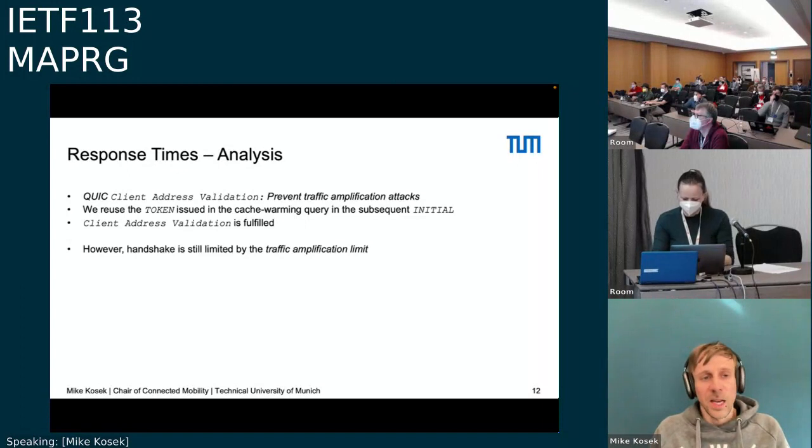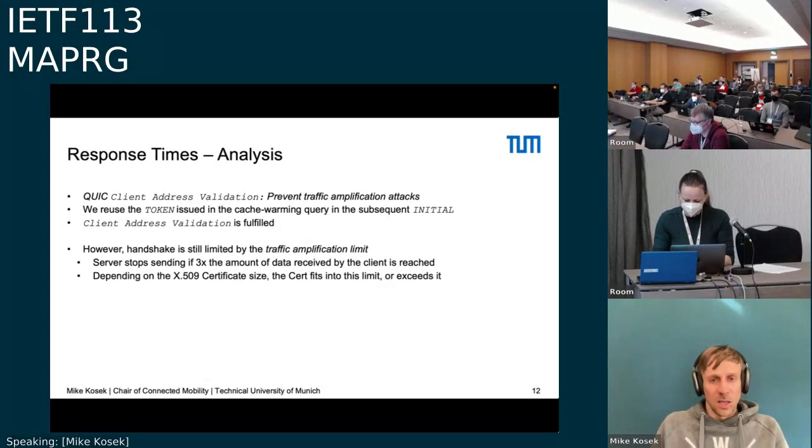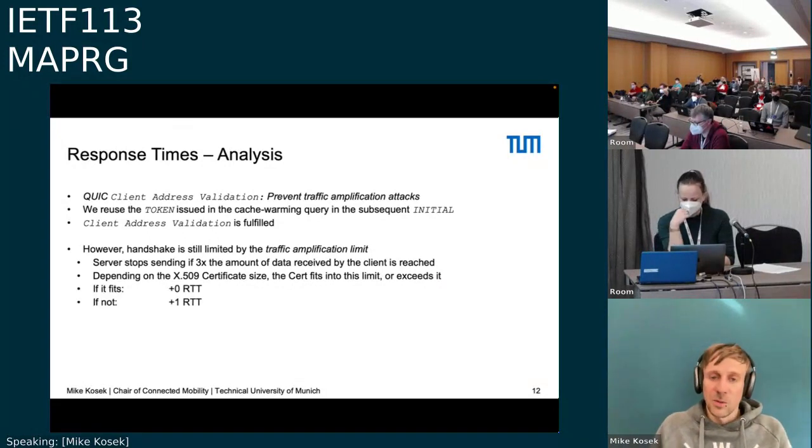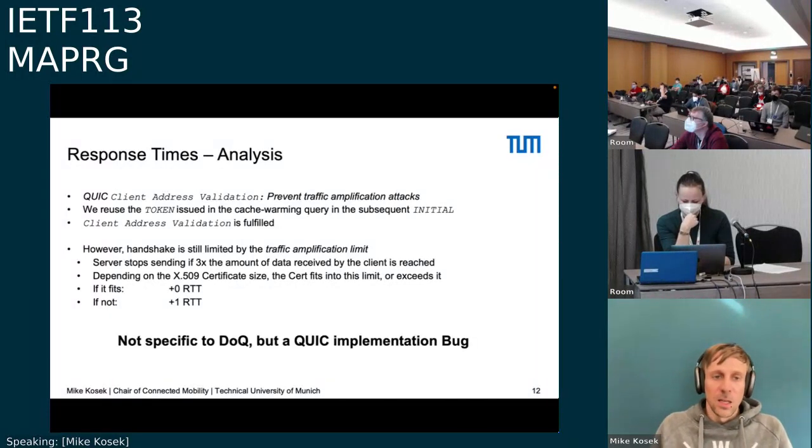So according to client as well as server state, the client address validation is actually fulfilled. However, what we find is that the handshake is still limited by the traffic amplification limit. The server stops sending if it has sent 3 times the amount of data received from the client. Depending on the size of the X.509 certificate, the certificate either fits into this limit or it exceeds it. If it fits, everything is fine. If not, we have one additional RTT for the handshake. This is actually not specific to DNS over QUIC, but a QUIC implementation bug of the resolvers we targeted.